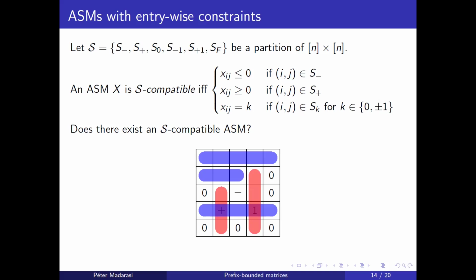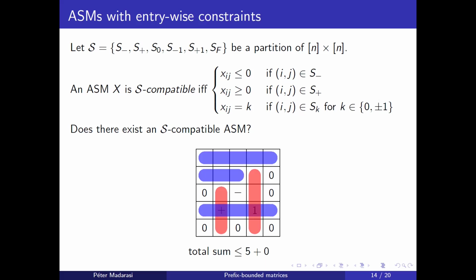Consider these 5 segments. A segment is just a set of contiguous entries, either horizontal or vertical. And notice that within any such segment, not just these 5, but any segment, the sum of the entries can be at most 1. This is by properties of ASMs. So for the sum of the entries covered by these segments, we have an upper bound of 5.